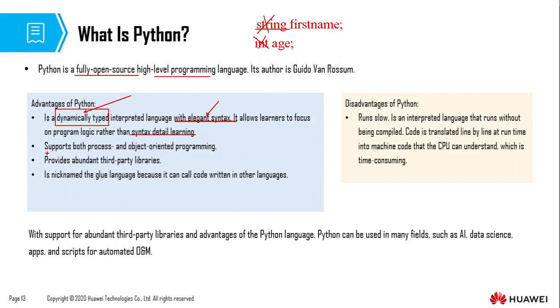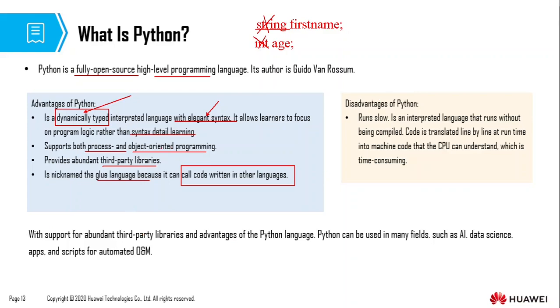The other advantage of Python is that it supports both procedural and object-oriented programming. These are two different programming paradigms. One uses statements and functions, the other one uses classes. Object-oriented programming uses classes. So it supports both of them. Then it also provides a good number of third-party libraries. One of the libraries we're going to look at is called telnetlib, which will allow you to telnet into a device and configure it using Python. It's also nicknamed the glue language, reason being, it can talk to code written in other languages. So that's another big advantage of Python.